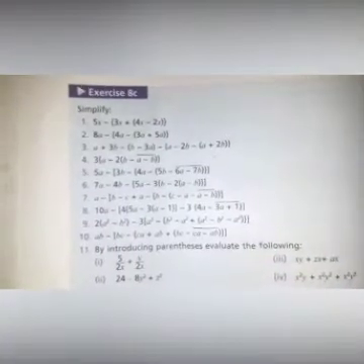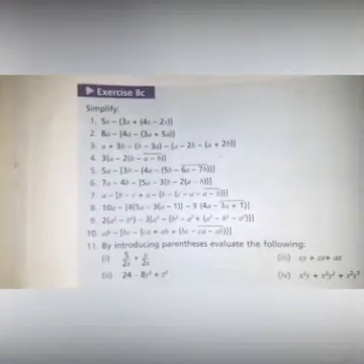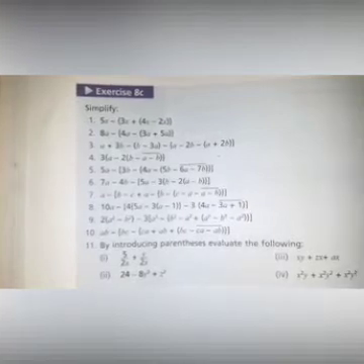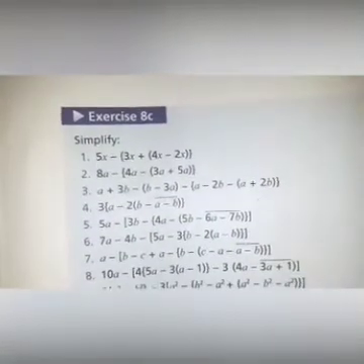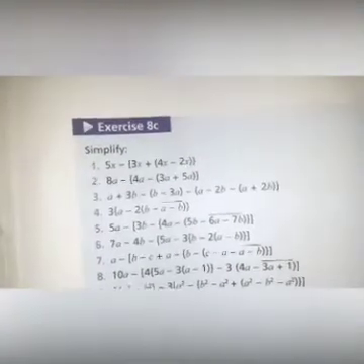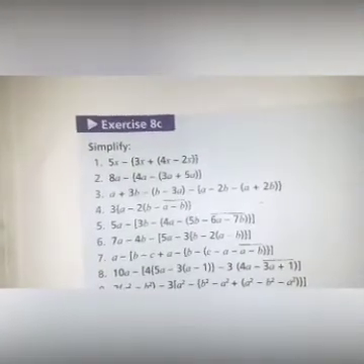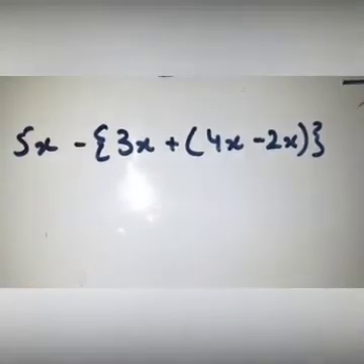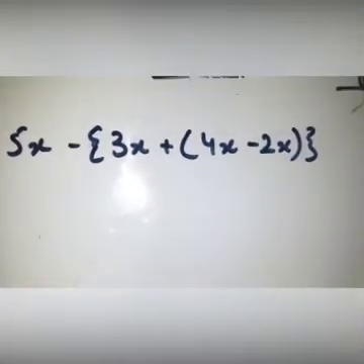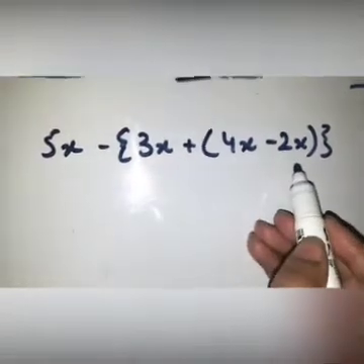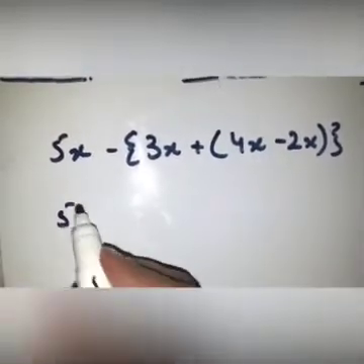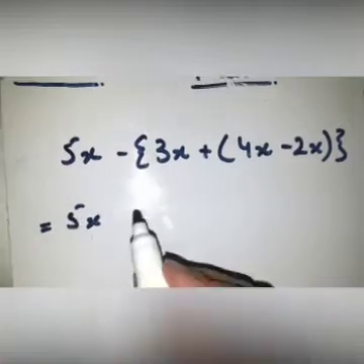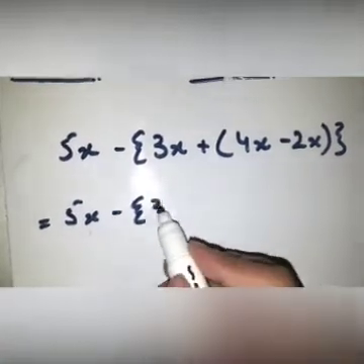Now the question number 1, 5x minus middle bracket 3x plus inside bracket 4x minus 2x inside bracket close and the middle bracket close. Now you have this question. First of all, you will solve the inside bracket. Inside bracket means you will solve these last two numbers. The others will come the same as in the other line.